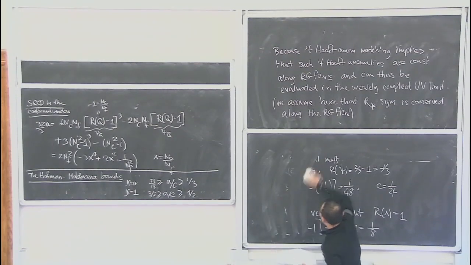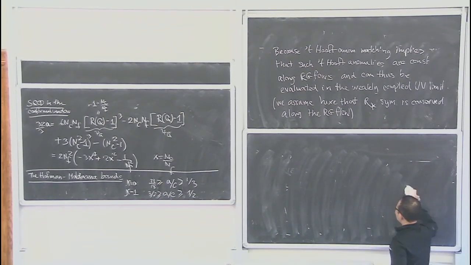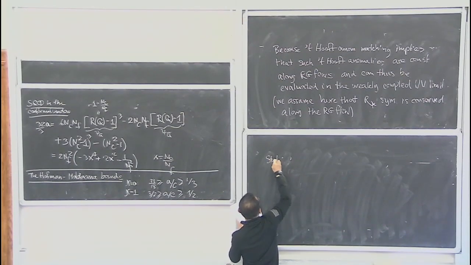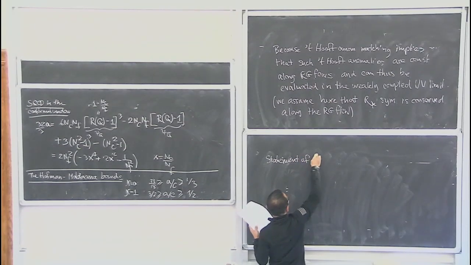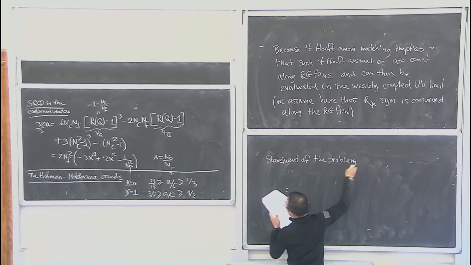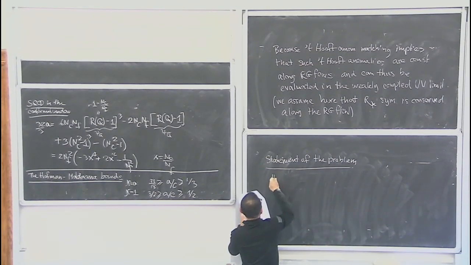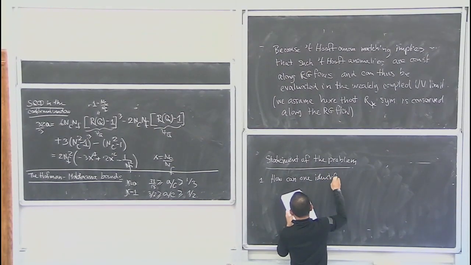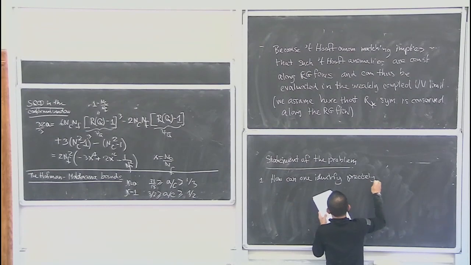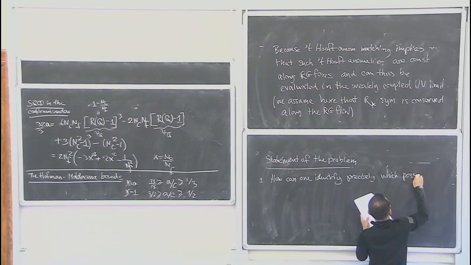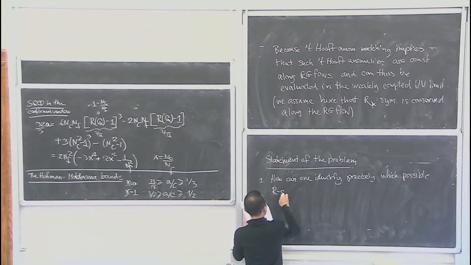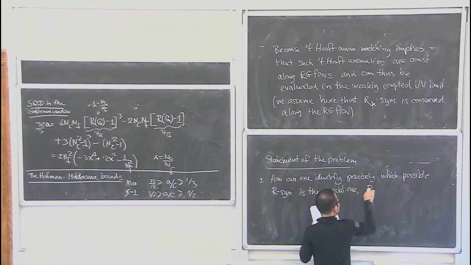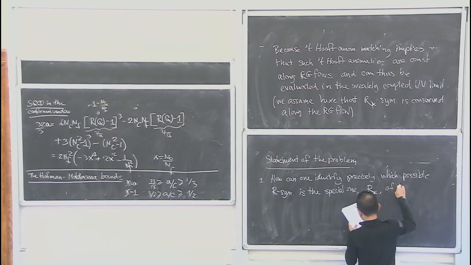Okay, so now let me move on to the important problem that we have. Let me state the problem, statement of the problem. Number one: how can one identify precisely which possible R symmetry is the special one, which we call R star, of the superconformal algebra?